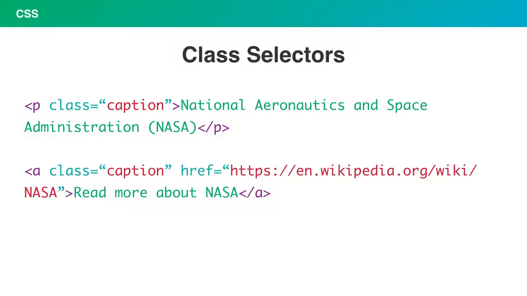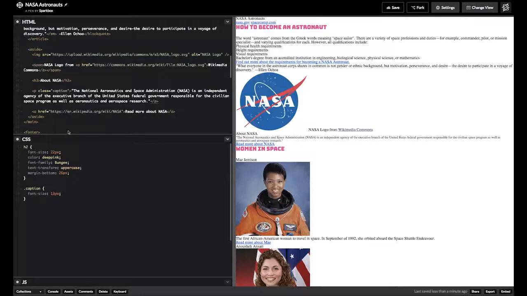In our website, we want to apply the same caption class name we used in the paragraph to the anchor tag. In our HTML pane, let's add a class of caption to our anchor tag. We don't need to do anything else to the CSS for our font size styles to be applied to the anchor tag.